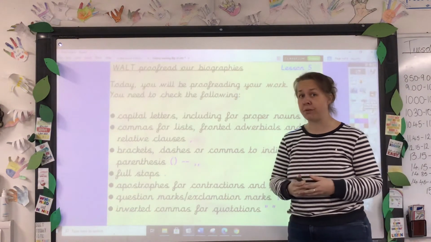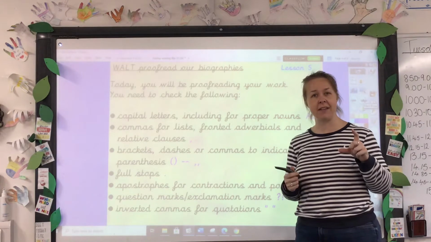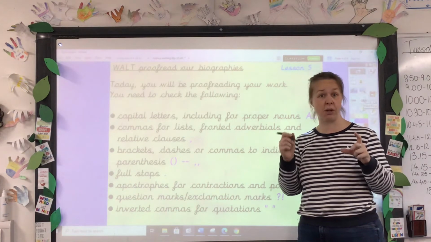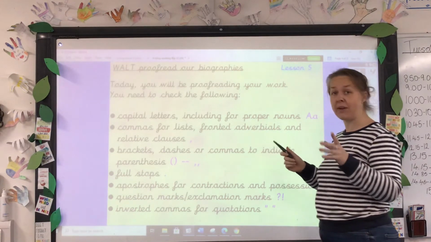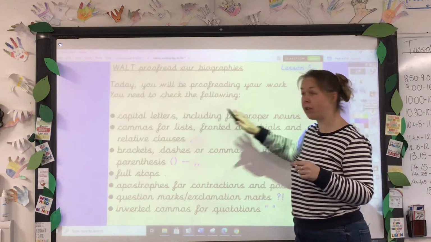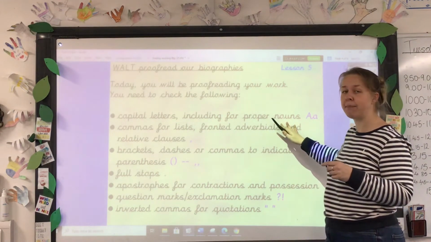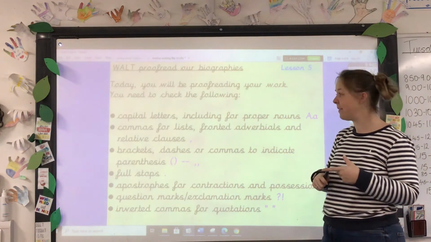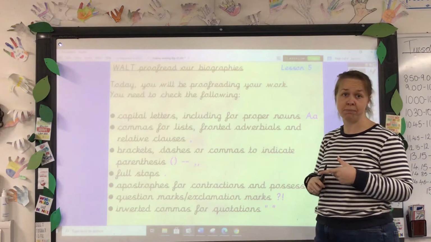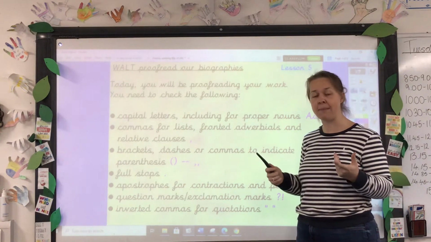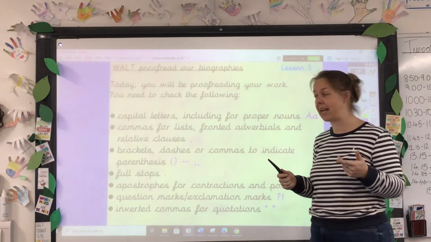So we're going to start off with proofreading. You'll have a success criteria that you can have a look at. It's one of the documents, so grab that one. We're going to be checking for capital letters, including for our proper nouns. Really important, those names and places. So every time you write your person's name, it must have capital letters, both for first and last name.